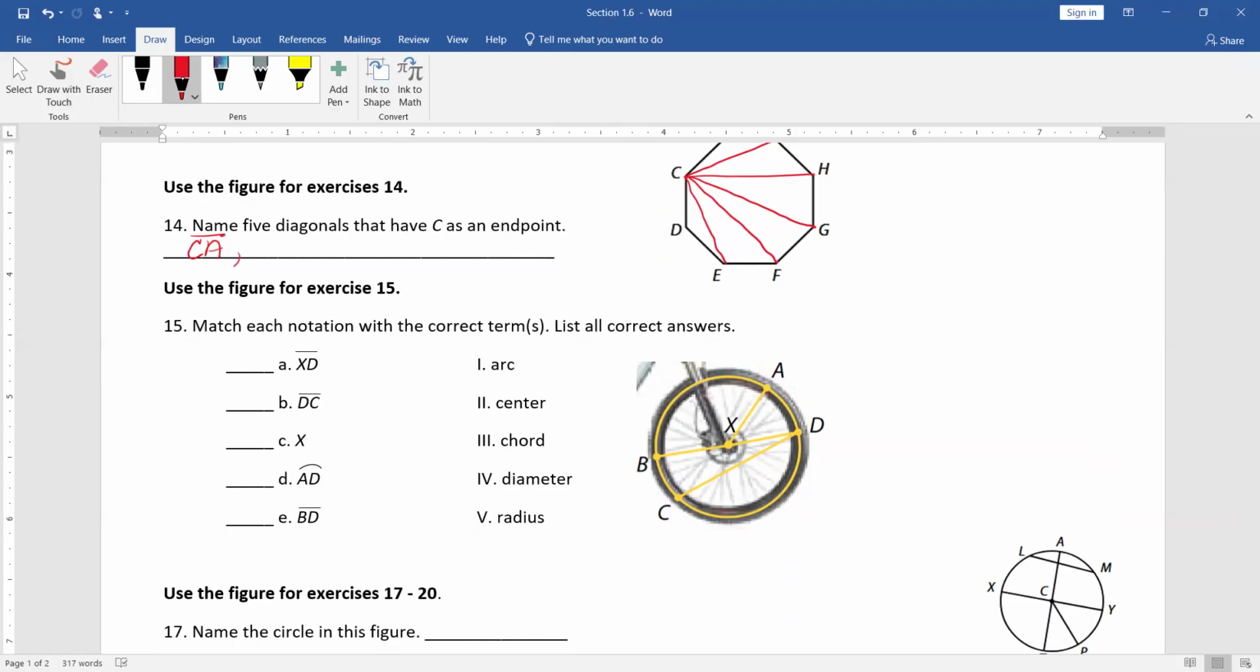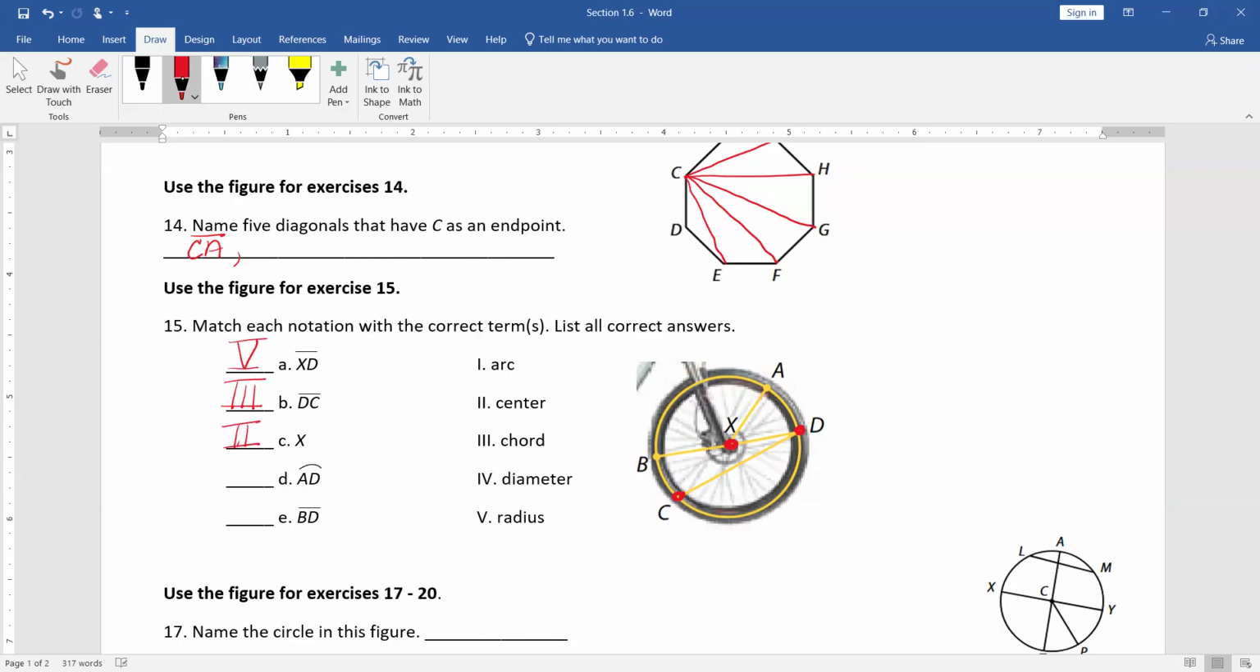So XD, you can see the center is X. So XD is our radius. DC, it does not go through the center, but it does go from one end of the circle to the other in a straight line segment. So that is by definition a chord. X is our center. So that's number Roman numeral 2.